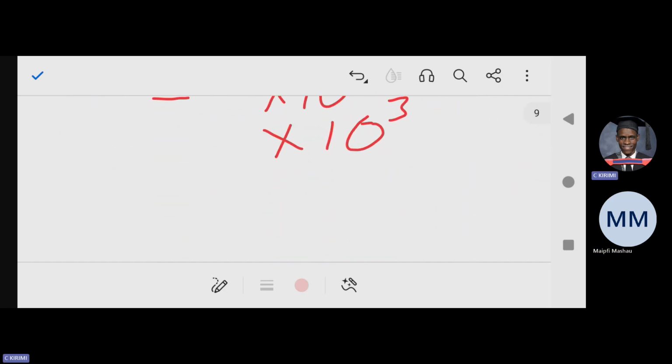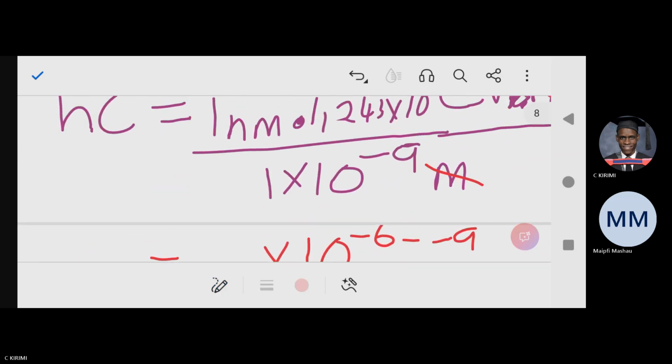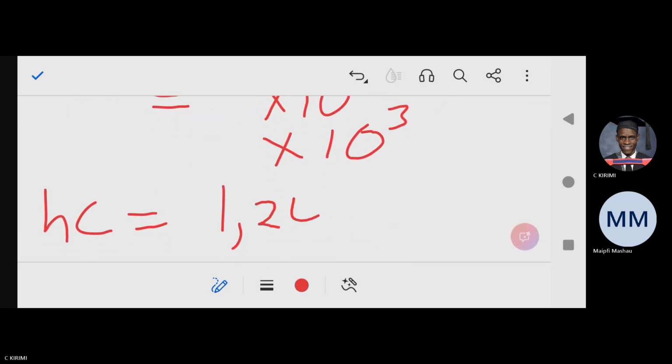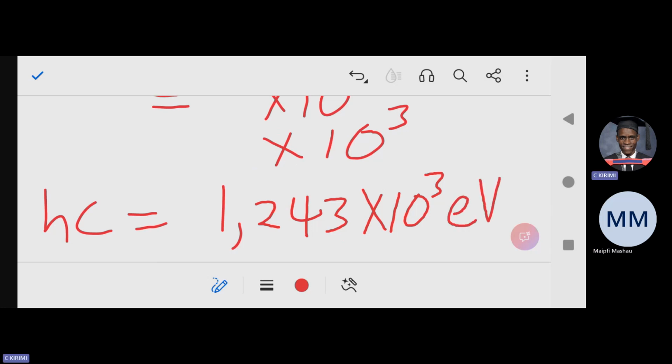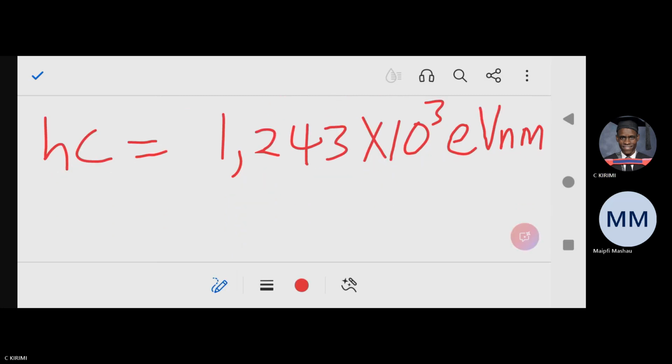So in the end, our HC is just 1.243 times 10 to the power 3 electron volt nanometer. So this is what we wanted to achieve. And then you can also indicate that this is now electron volt nanometer.